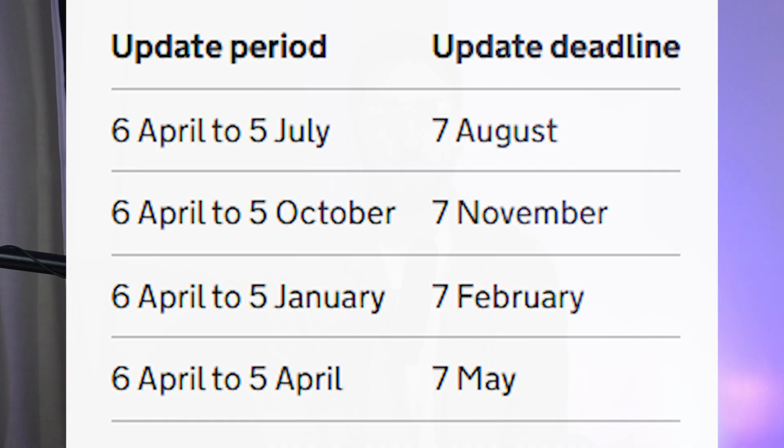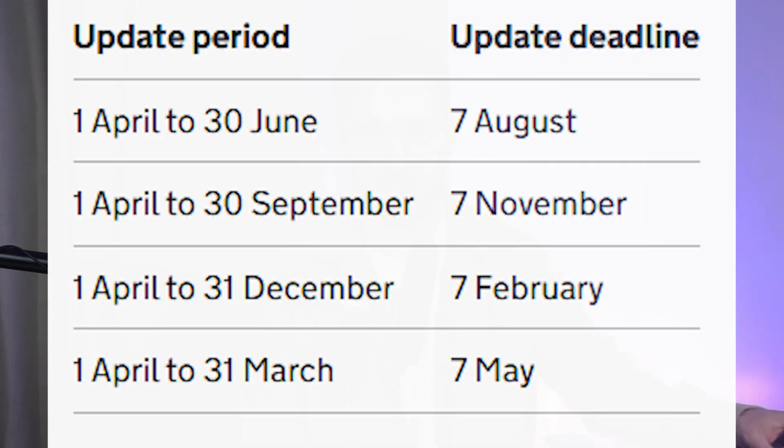The standard quarters are the 6th of April to the 5th of July, the 6th of July to the 5th of October, the 6th of October to the 5th of January, and the 6th of January to the 5th of April. Businesses will be able to elect to report for calendar quarters, so those would be the 1st of April to the 30th of June, 1st of July to the 30th of September, 1st of October to the 31st of December, and the 1st of January to the 31st of March.